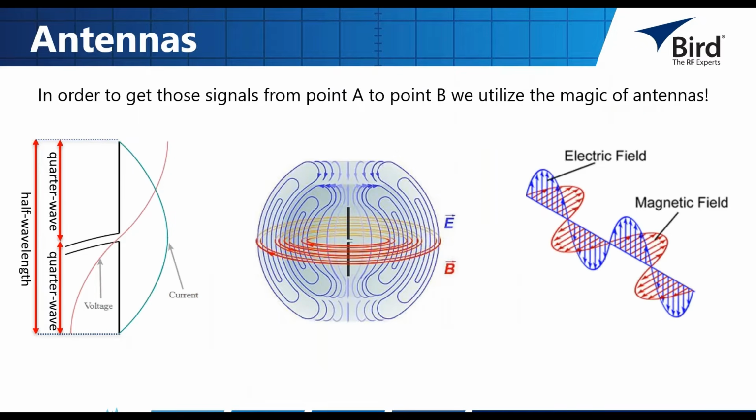Now, if we want to get these signals from A to B, we're going to take advantage of the magic of antennas. I don't know if a lot of you folks have spent much time looking at antennas, but the structure is usually very sensitive to physical size, and it has a lot to do with how we're lining up the current distribution along the dimensions of the body of the antenna.